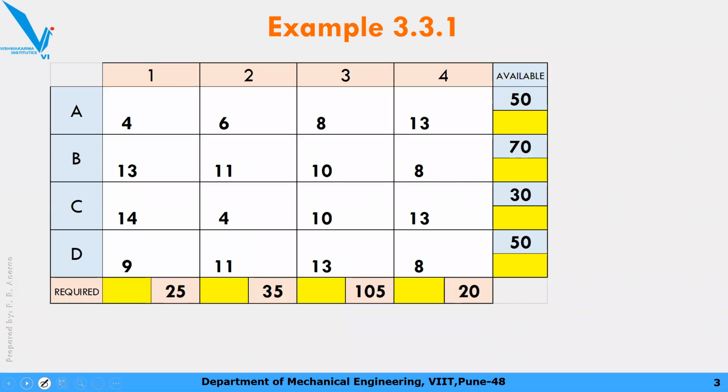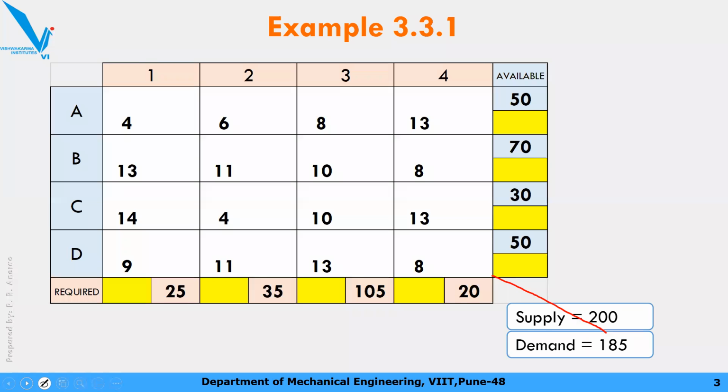You will write down this part in your notebook. Then take the summation of supplies: 50 plus 70 plus 30 plus 50, so total supply is 200. Then calculate demand of all 4 stores: 25 plus 35 plus 105 plus 20, so demand is 185. So there is an imbalance.